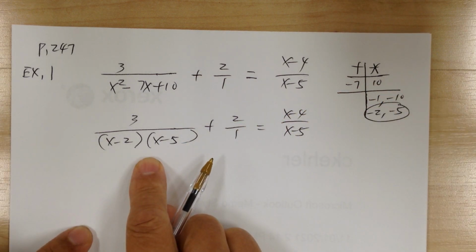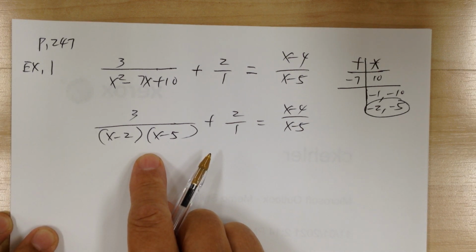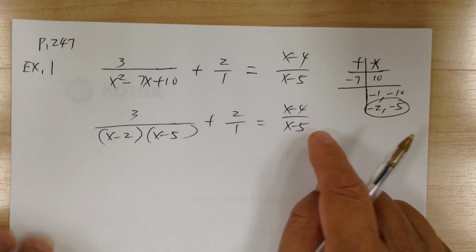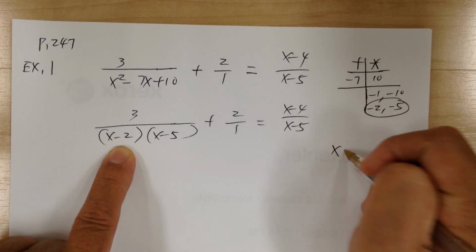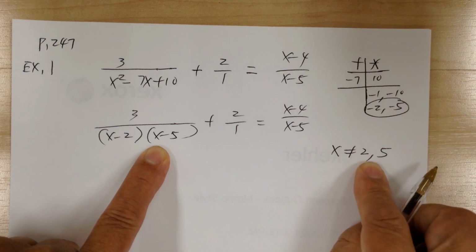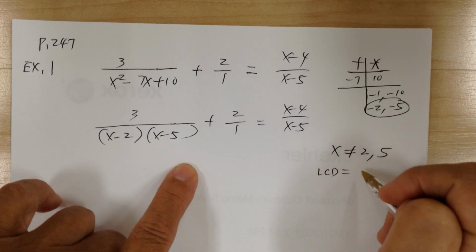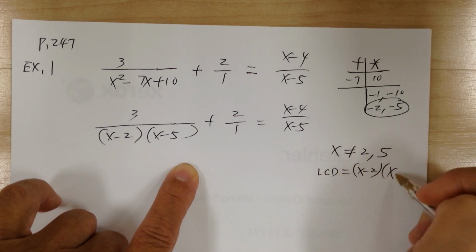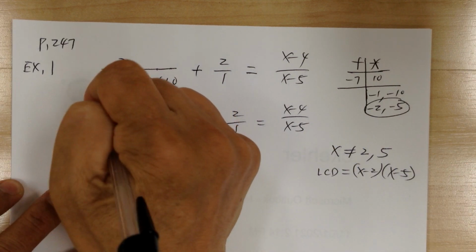Once you factor, your next step is to multiply by the LCD. But before we do that, let's go ahead and find the restricted values. So over here, x cannot equal 2 and cannot equal 5. Those are your restricted values. And your LCD is going to be x minus 2, x minus 5. You need to have both of these. So go and multiply by the LCD.